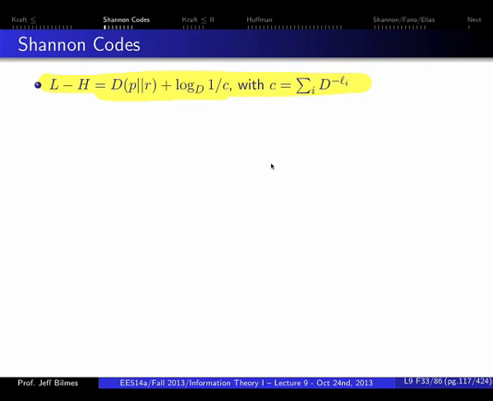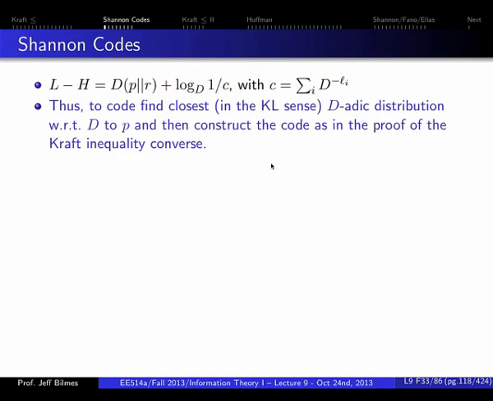So how do we, in general, find a code? In order to code, what we would do is find the closest in the KL sense, to make the Kullback-Leibler divergence small. So here's the Kullback-Leibler divergence. To make this small, we're going to find the closest in the KL sense dyadic distribution with respect to D, the alphabet size, and then construct the code as in the proof of the Kraft inequality converse.